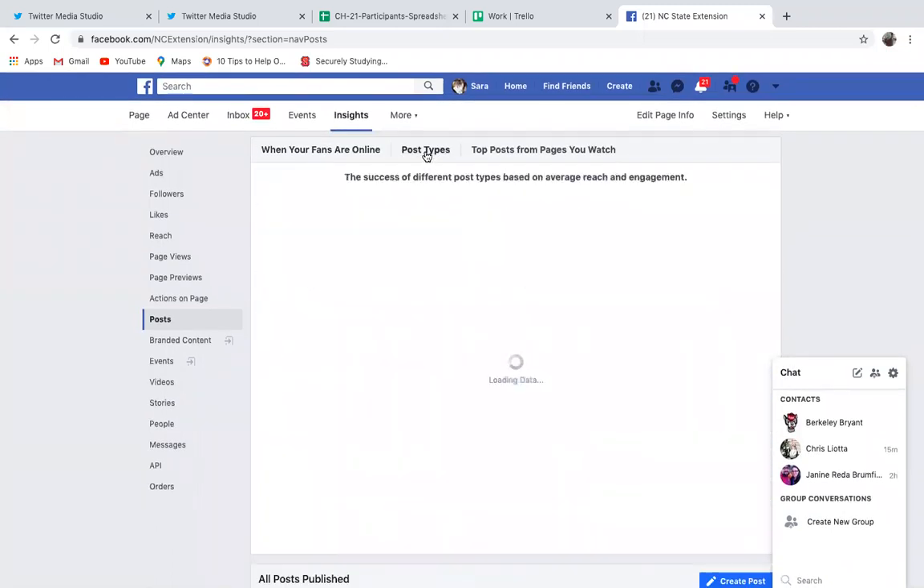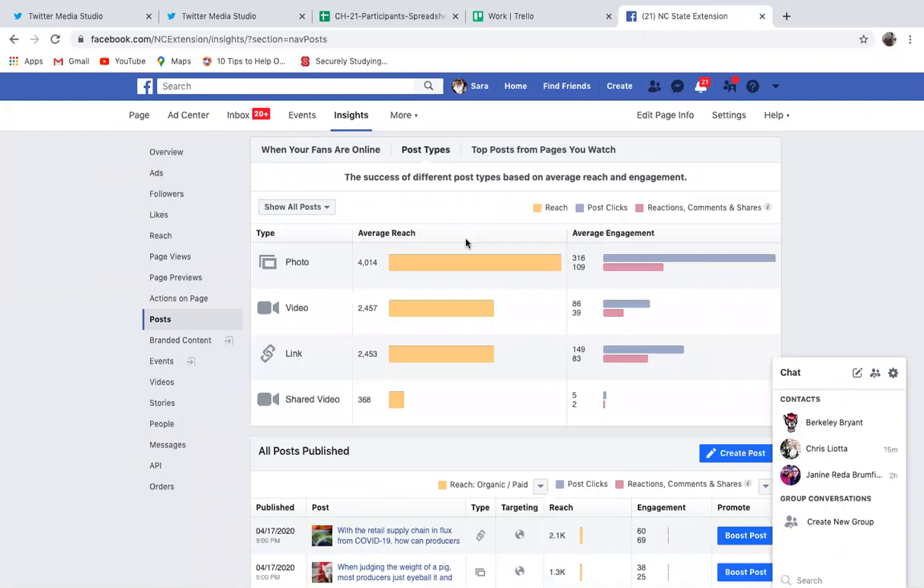Something else to look at is post types. You can see that photo posts are getting the most reach for us, followed by videos and then links. But when I look again at the engagement, which is what I care the most about, reactions, comments, and shares, photos is first, but then links is actually in second place for us. And then video is last.